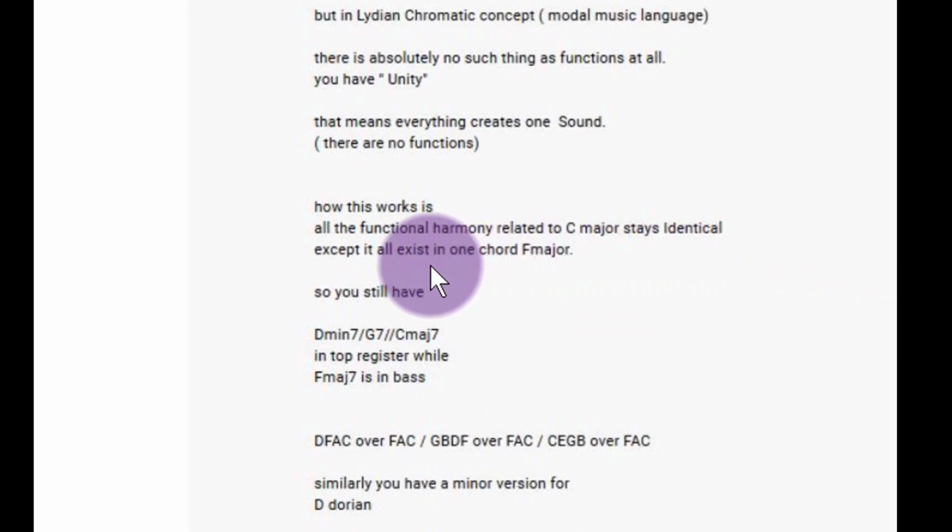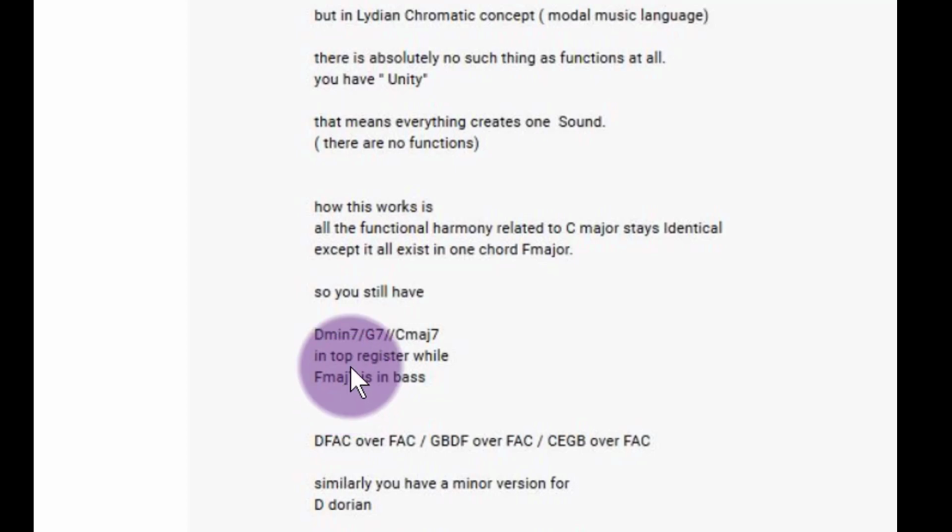And then he goes on here to show that all the functional harmony related to C major stays identical, except it all exists within one chord, F major. And then he writes here, look, D minor 7, G7, C major 7 in the top register, while F major 7 is in the bass.